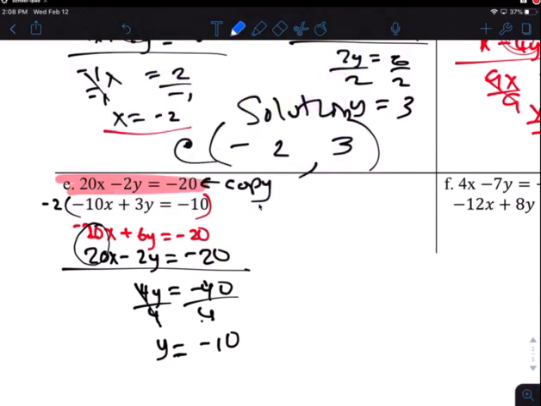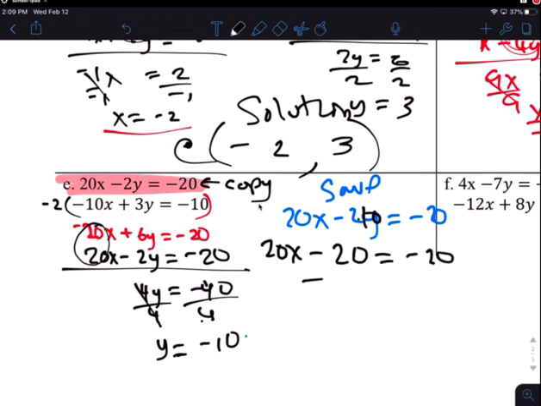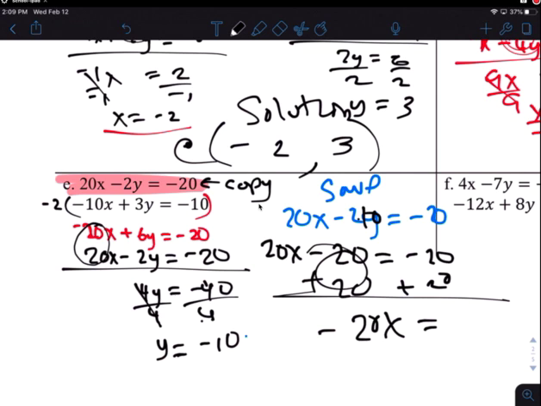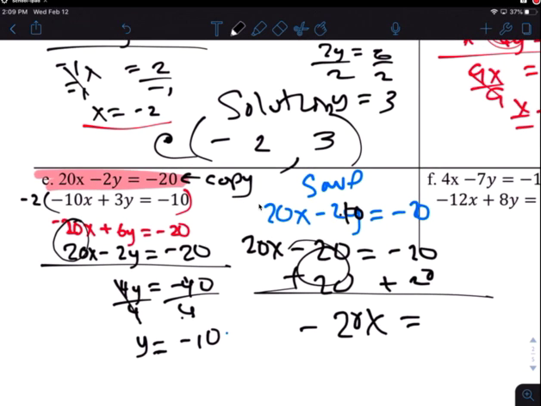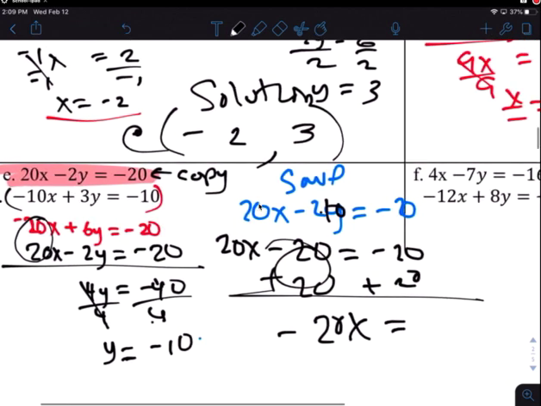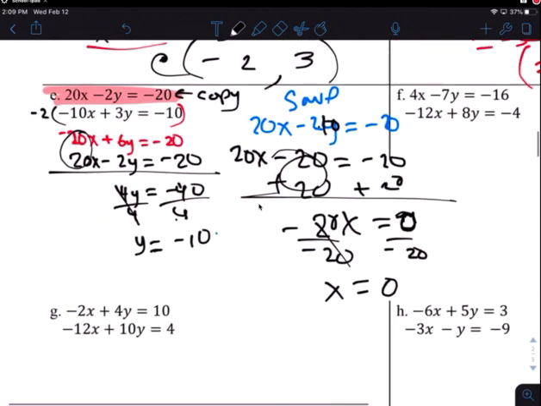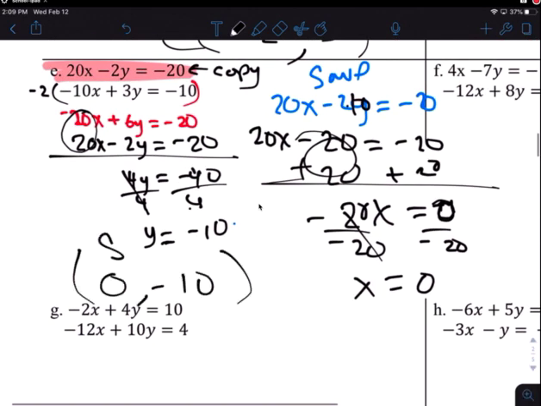So, save 20x minus 2y equals negative 20. So, put 10 in y. Add 20. Okay, 0, right? Divide by negative 20. So x is 0. So your solution is at 0, negative 10. So you need to put solution at.